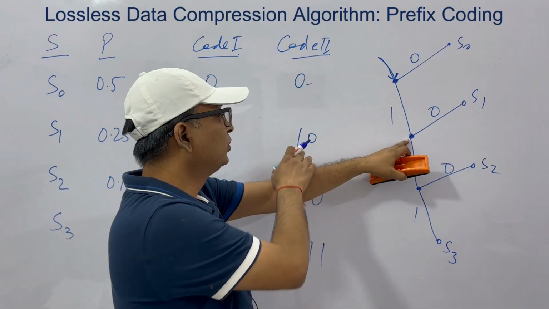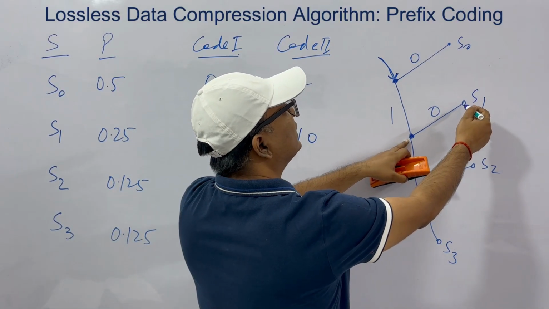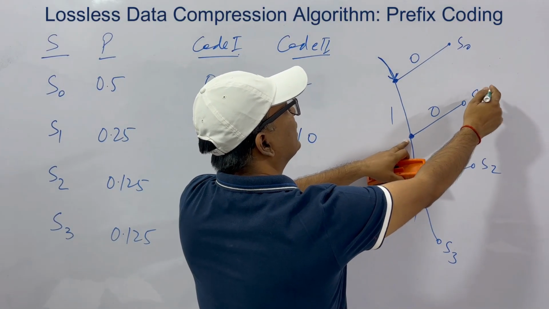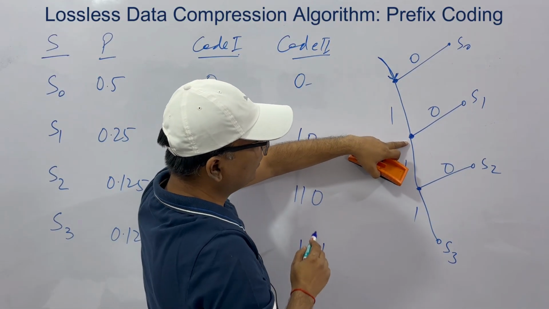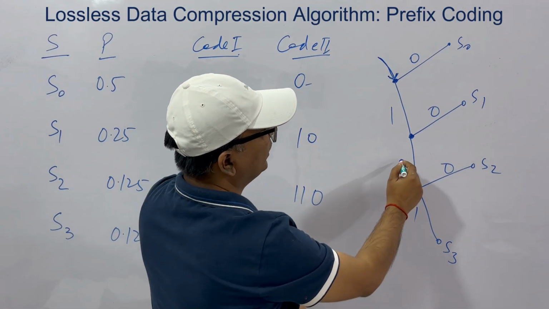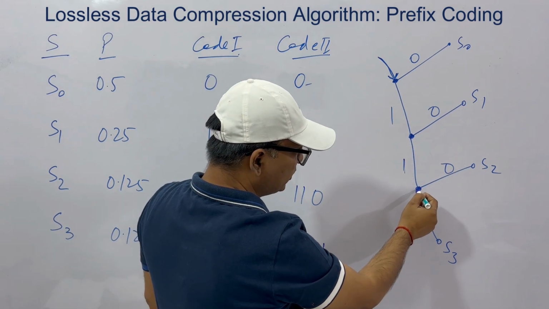Now, if it is 0, it will send to this direction. So you will have S1 here, and then you can decode the message. Otherwise, if this is 1, 1, it will send to this point. See, 1, 1. So 1, 1 will again come to this point.